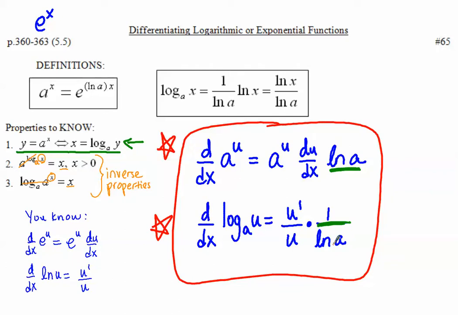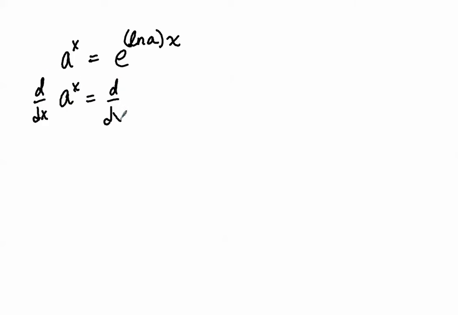Now, I know you're dying to know why these formulas are as they are, so I'm going to show you. Let's start with the definition. A to the x is defined as e to the natural log of a times x. Think about if we do the derivative of the left side, so I'm going to write the derivative with respect to x of a to the x, and the derivative with respect to x of this side, natural log of a times x, all in the exponent.